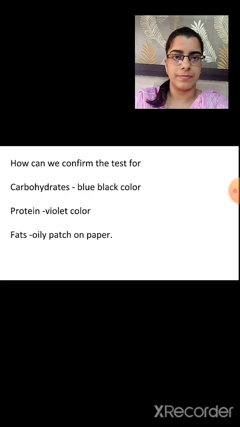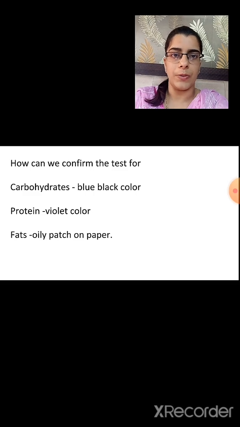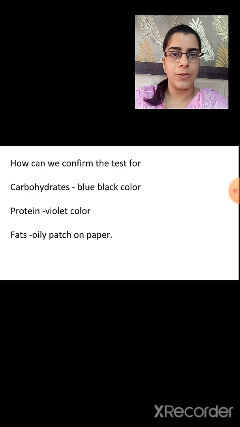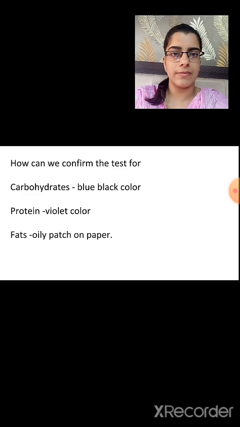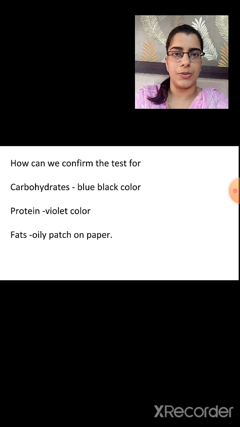on the paper. For the detection of the carbohydrates, which chemical have we used? We have used dilute iodine solution. For protein, which chemical have we used? Copper sulfate and caustic soda solution. So, I hope all the 3 tests are clear to you.